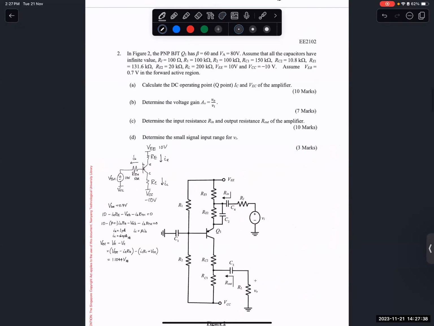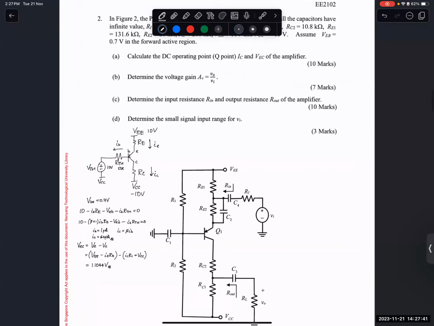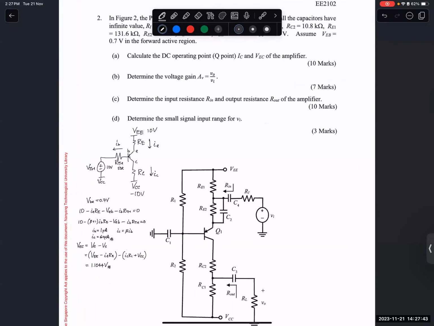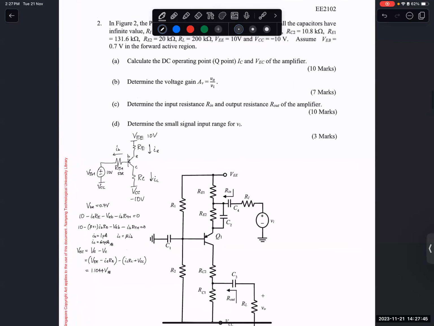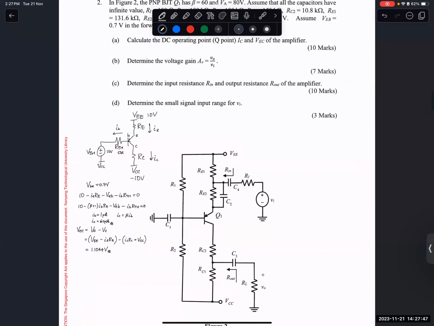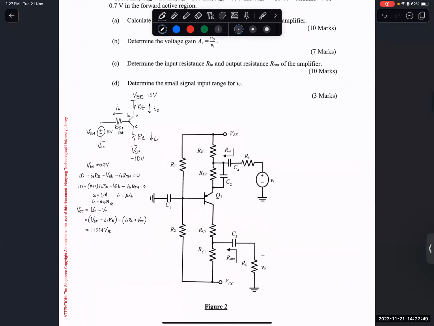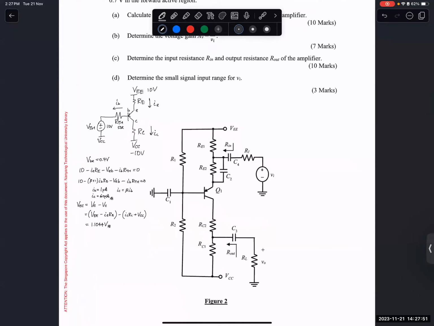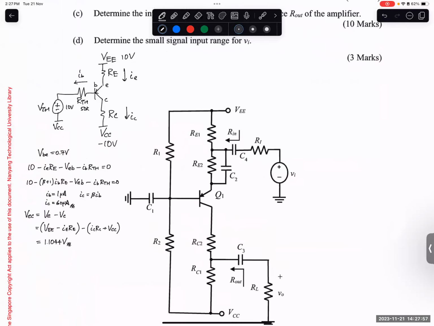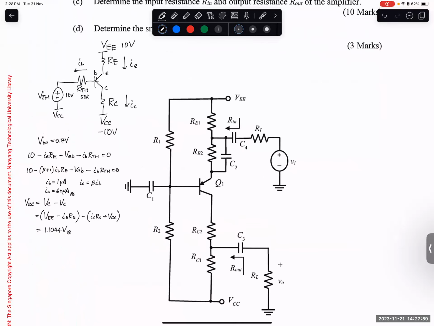Okay, so now we finished part A already, right? The DC operating point, the Q point, we already got. So now we need to calculate the voltage gain. In order to do this, we use the small signal model. For the small signal model, capacitors must be what? Short circuit. What about the independent sources? We ground them.